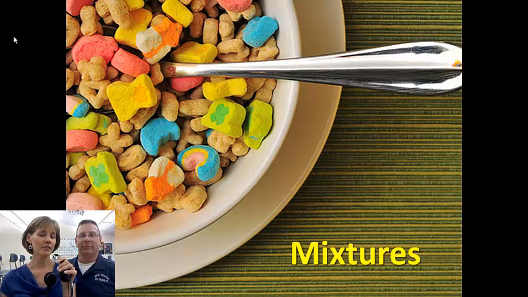Alrighty, so this is an example of a mixture. How can you tell? How can you tell that that is a mixture? Take a look closely at that picture. What are some things in there that help you to distinguish the phases? And how can you tell that it is not a pure substance?